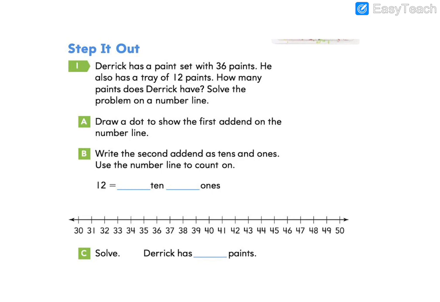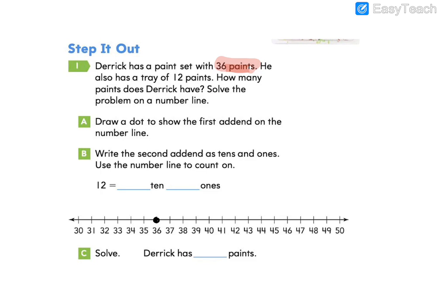Let's look at our first problem. Derek has a paint set with 36 paints. He also has a tray of 12 paints. How many paints does Derek have? Solve the problem on a number line. Draw a dot to show the first addend on the number line. Our first addend is the 36 paints in his first paint set.